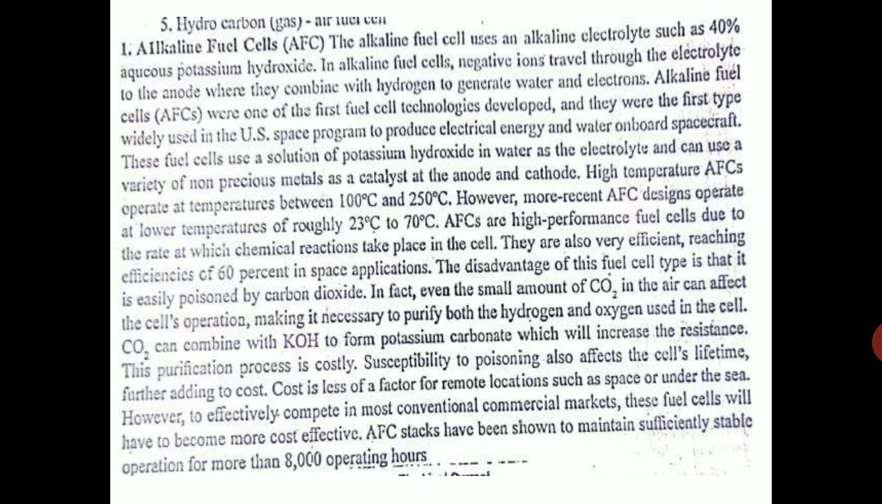These alkaline fuel cells have been shown to maintain sufficiently stable operation for about 8,000 operating hours. So definitely they have a long life, thousands of hours, like 8,000 hours. And research is going on to make them very economical. One bottleneck we have seen is because of the CO2 in the air.